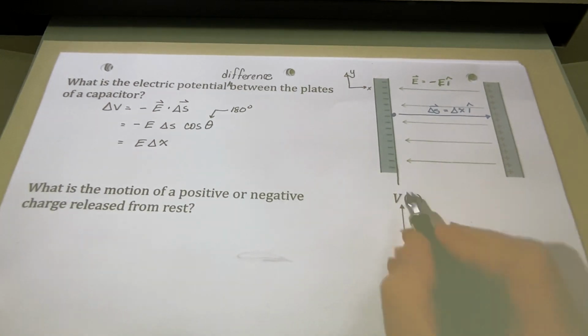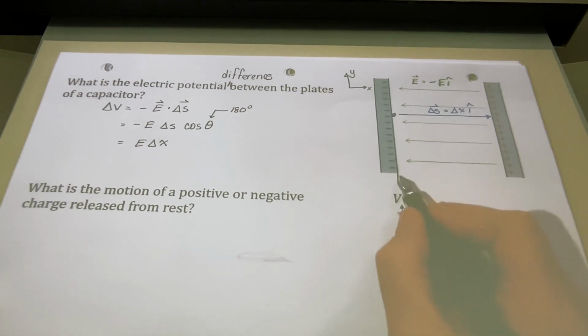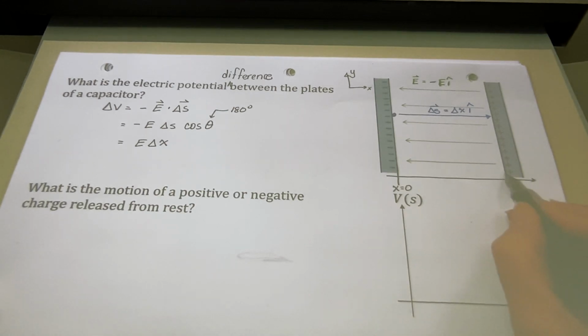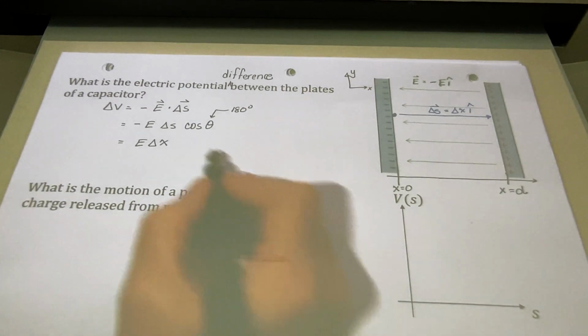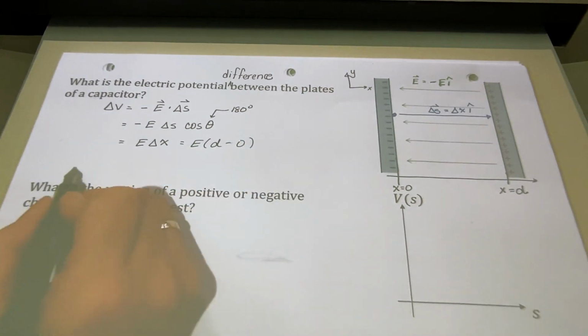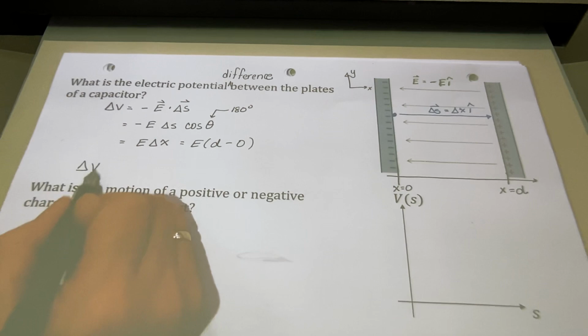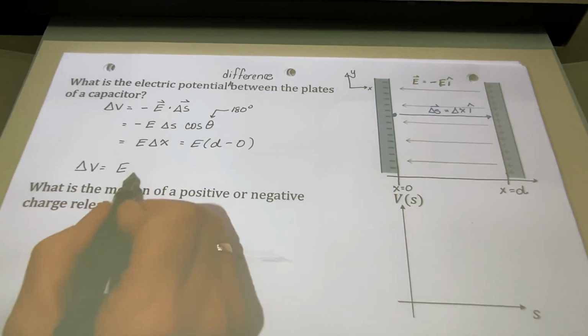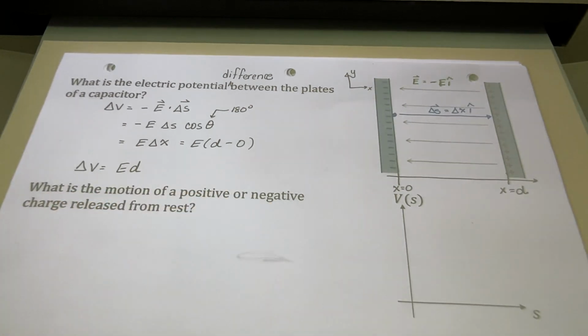So delta X is the distance I go from one side of the plate to the other. Way back when we started all this stuff, we took our negative plate as our origin. We can call that X equals 0. And then the width of the capacitor, we often call that D. Okay, so our final position, the position of the positive plate, would be D. So that's E times D minus 0.